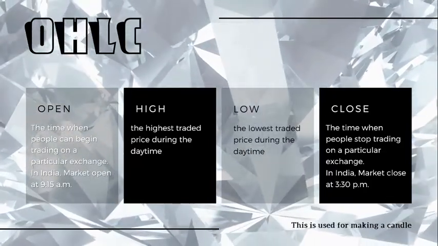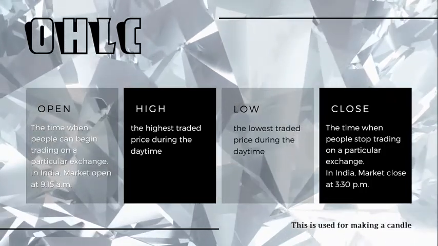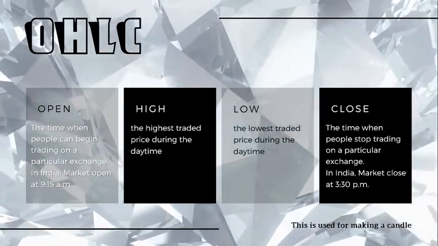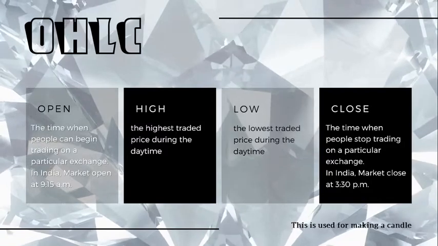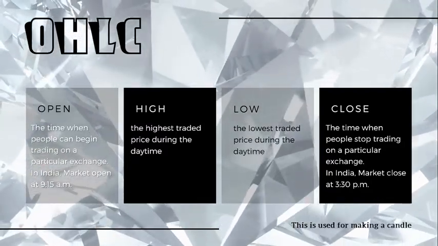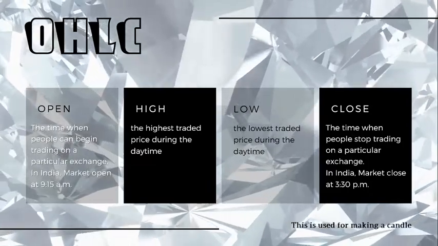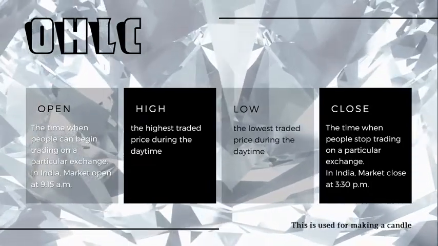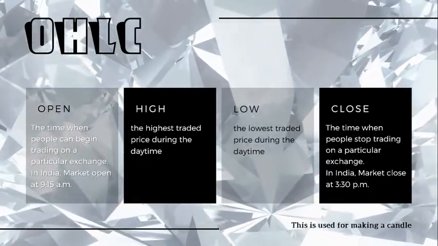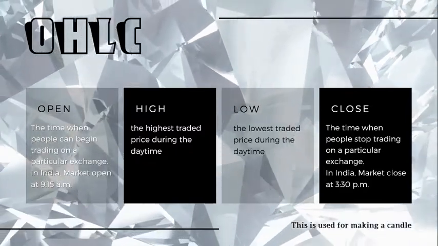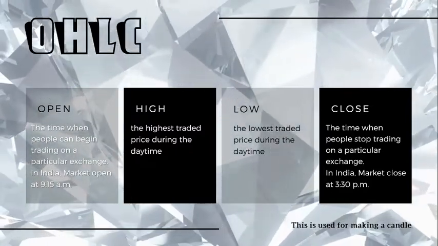Here, open is when a trader can place his bid for buying or selling. In India, it is 9:15 in the morning. The low is the lowest traded price between the market open and close. Likewise, the high is the highest traded price between the market open and close. And the market closes at 3:30 in the evening, after which traders cannot place their normal orders.